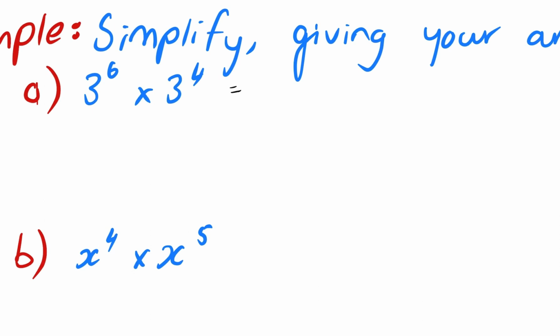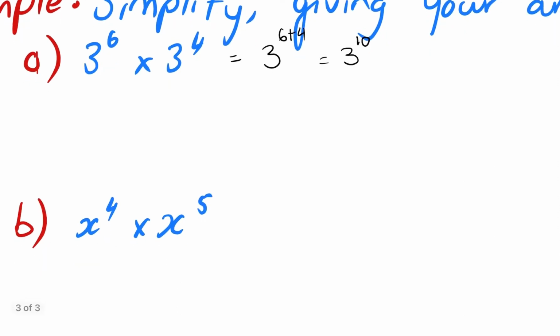All right, so our base is 3. So we keep that base and we don't change it. Then we simply add the powers. So we go 6 plus 4, the base stays the same, and 6 plus 4 is 10. And that is pretty much all there is to it.